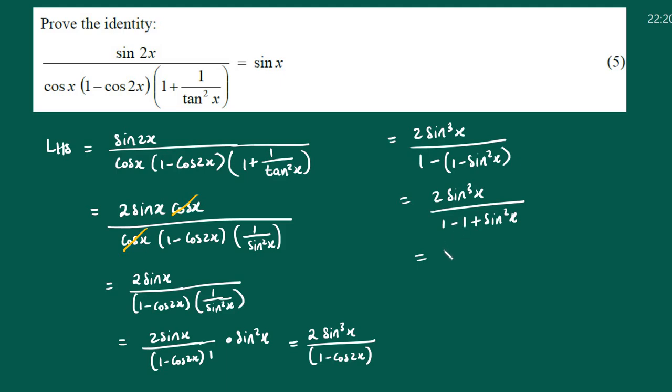Then what do we have? Talk to me. Okay, I'm getting this, guys. So the final answer that I'm getting is 2 sine x. Did I do anything wrong along the way? Two sine x cos x.